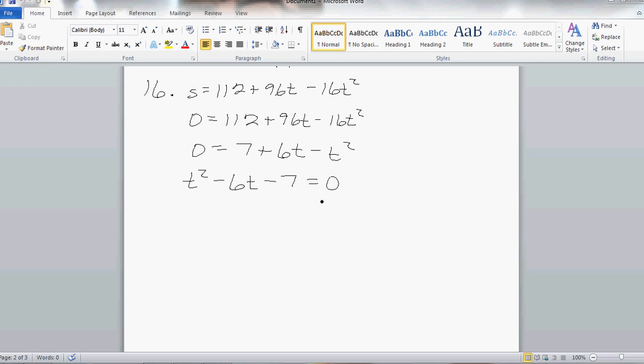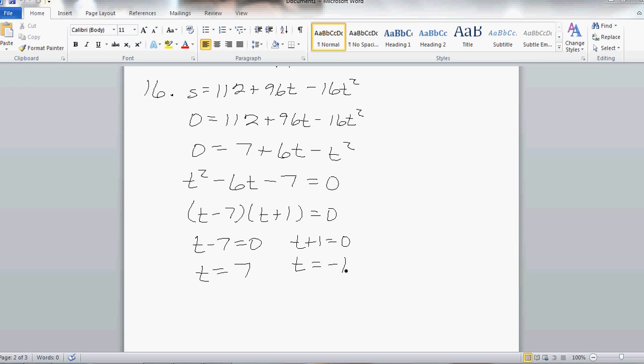Now, any one of the ways that we've learned how to solve will work. And I'm going to factor here. So this becomes t minus 7 times t plus 1 equals 0. Setting each one of these equal to 0, t minus 7 equals 0, and t plus 1 equals 0. So that means t might be negative 1 second, or t might equal 7 seconds.